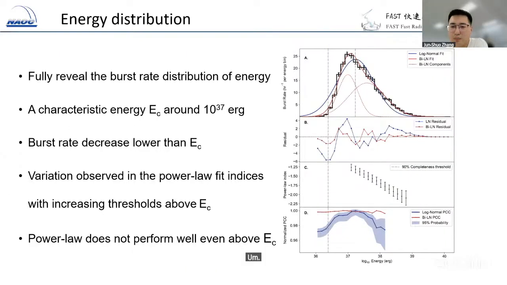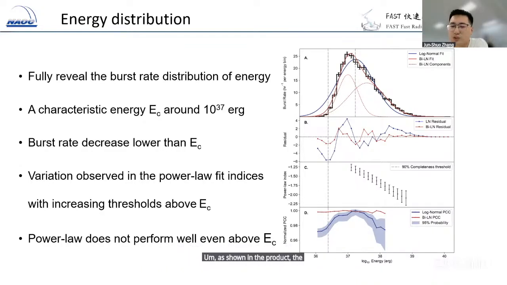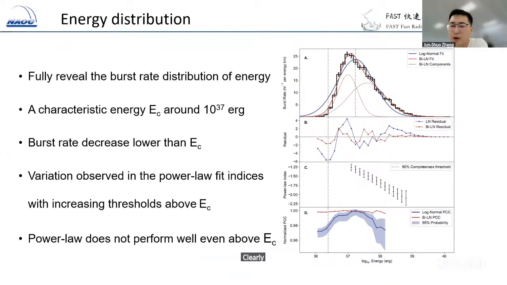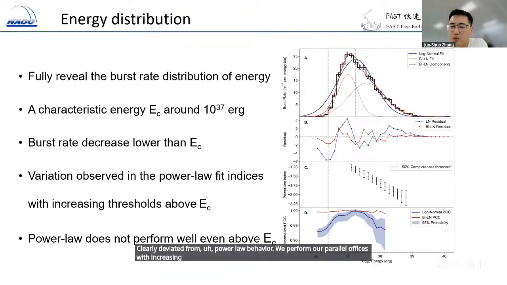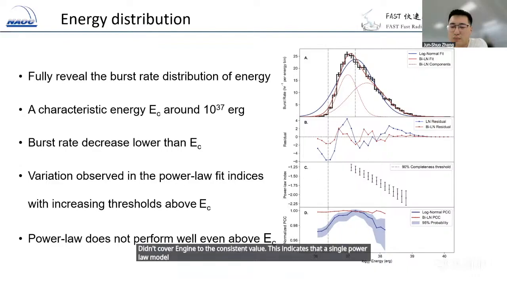We also examined the burst rate's distribution of the energy, and we identified a characteristic energy around 10^37 erg. As shown in the plot, the burst rate tends to decrease when the energy falls below the E_C and clearly deviates from power law behavior. We performed a power law fit with increasing energy thresholds from the E_C and found that the power law indices didn't converge to a consistent value. This indicates that a single power law model does not describe the overall distribution very well.